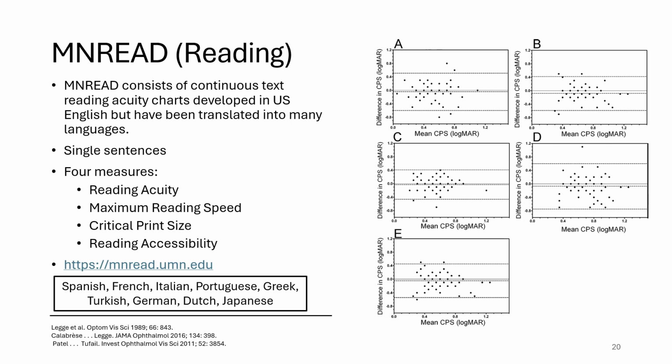Actually, four measures are provided by MNREAD. These are reading acuity, maximum reading speed, critical print size, and reading accessibility. It has been formally translated into a number of languages as mentioned on this slide. You could read more about it at the web link. Since reading is driven by both acuity and contrast, the MNREAD test could be useful for studying late intermediate AMD as it transitions to advanced AMD.